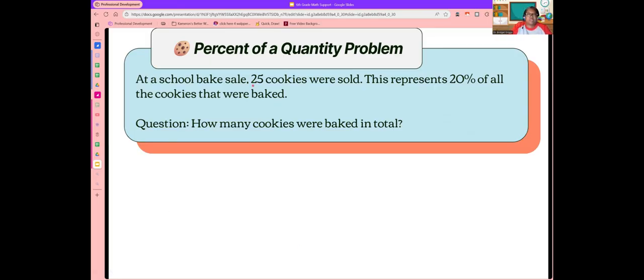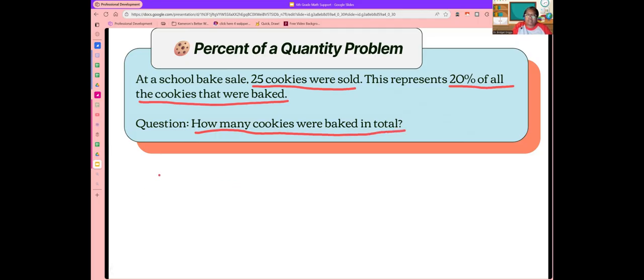Well, we know we had 25 cookies that were sold at the school bake sale, but they said that this represents 20% of all the cookies that were baked. So 25 cookies were sold, but that's only 20% of how many were actually baked. So how many cookies were baked in total?